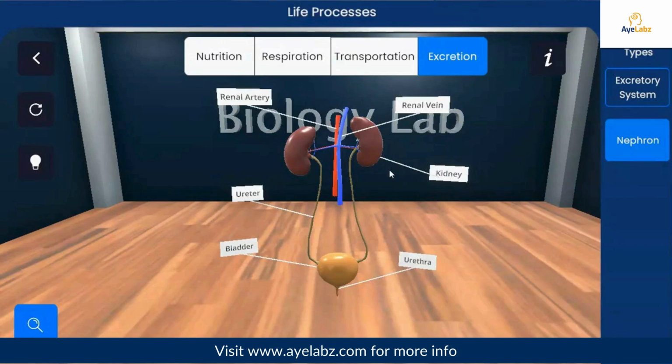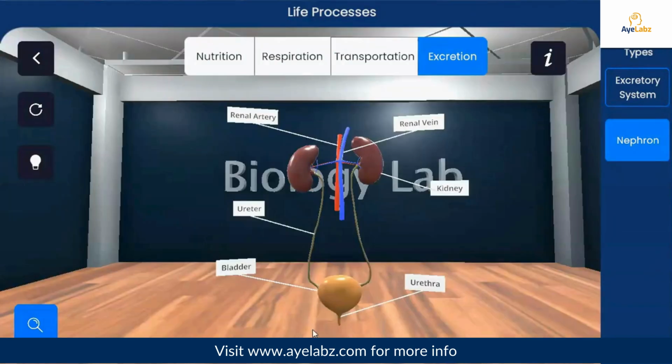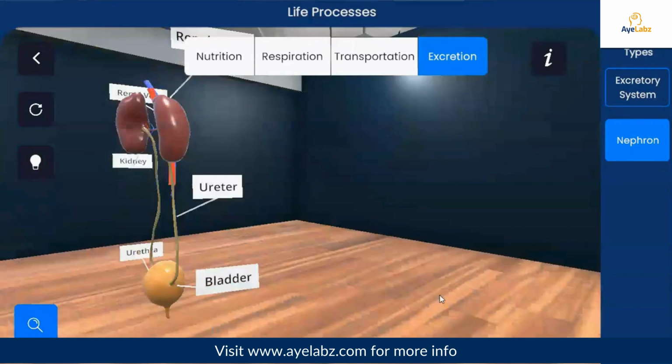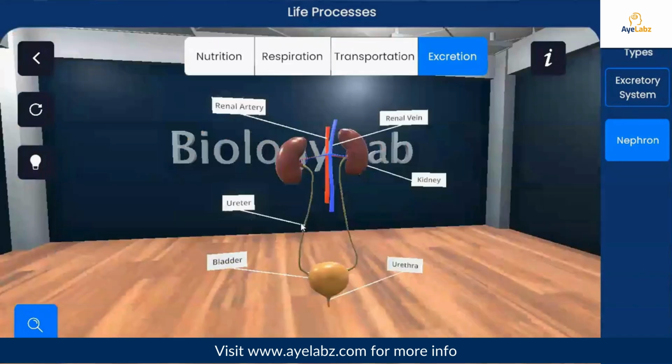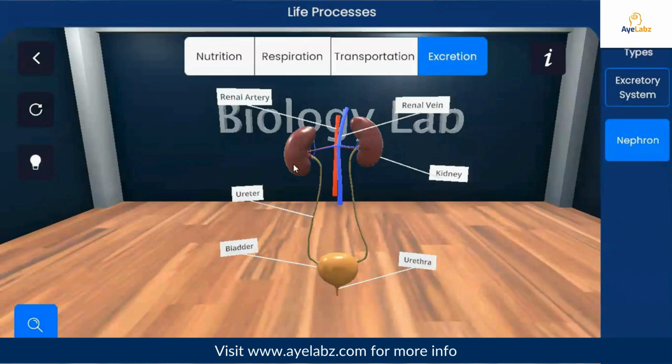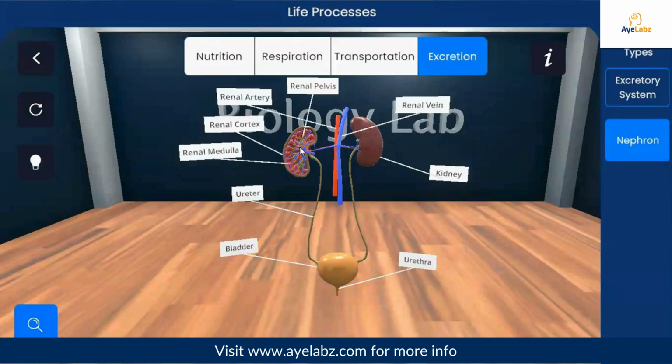The excretory system in humans includes a pair of kidneys, a pair of ureters, urinary bladder, and urethra. Press down the left mouse button and drag it to have a 360-degree view. Each kidney has millions of nephrons. Click on the left kidney to expose its internal structure. Again click on it to explore the structure and functions of nephron.